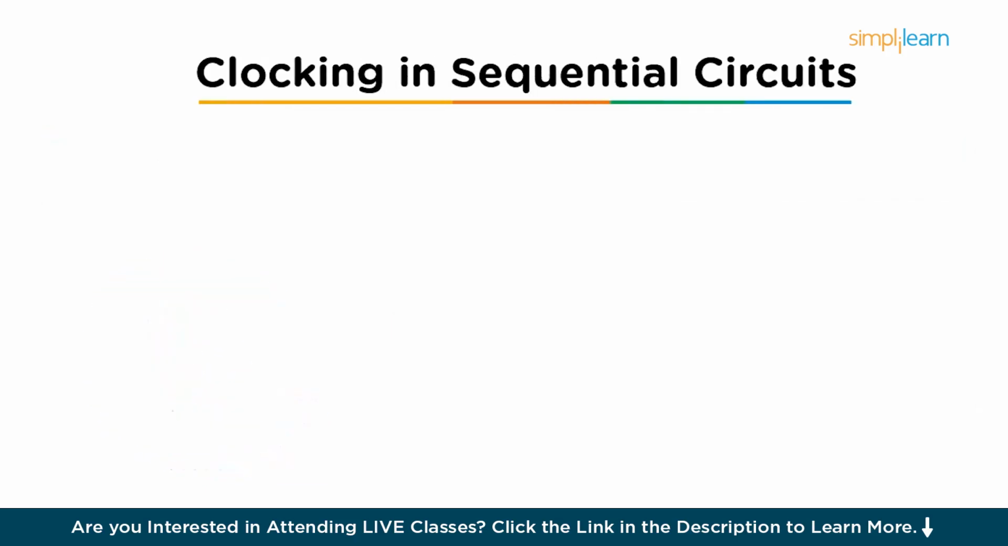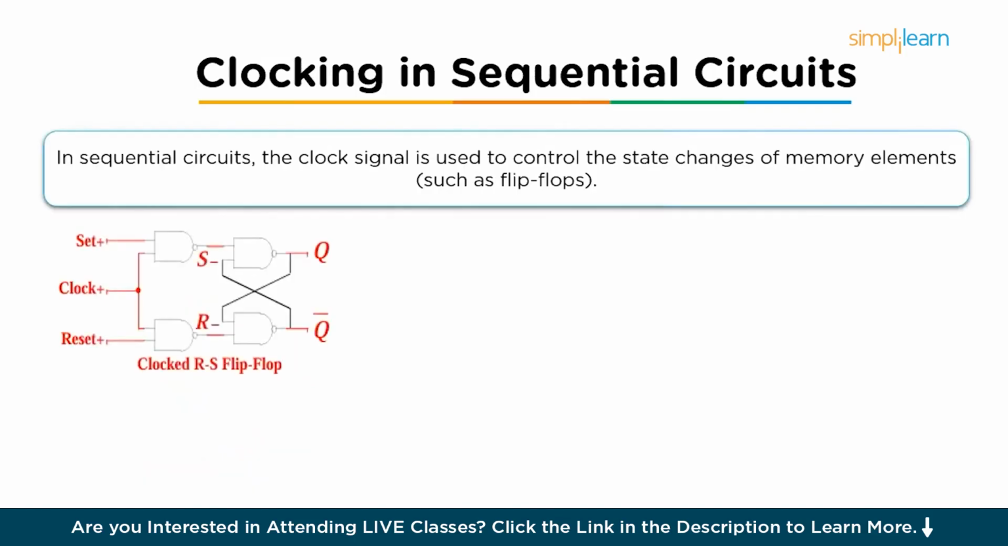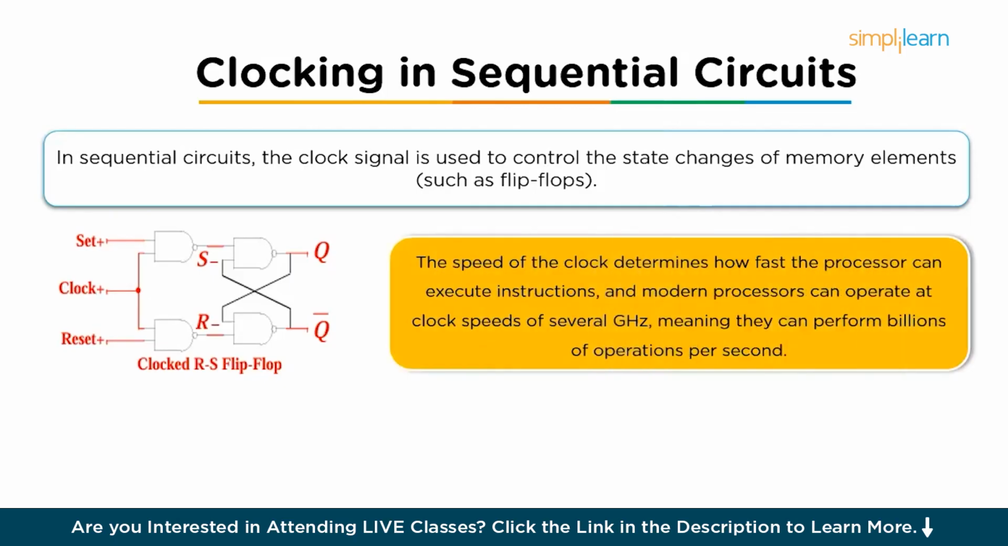So what is clocking in sequential circuits? In sequential circuits, the clock signal is used to control the state changes of memory elements such as flip-flops. The flip-flop only changes state on the rising or falling edge of the clock signal, which allows them to store information at a specific time. The clock also synchronizes the operations of other components in the system.